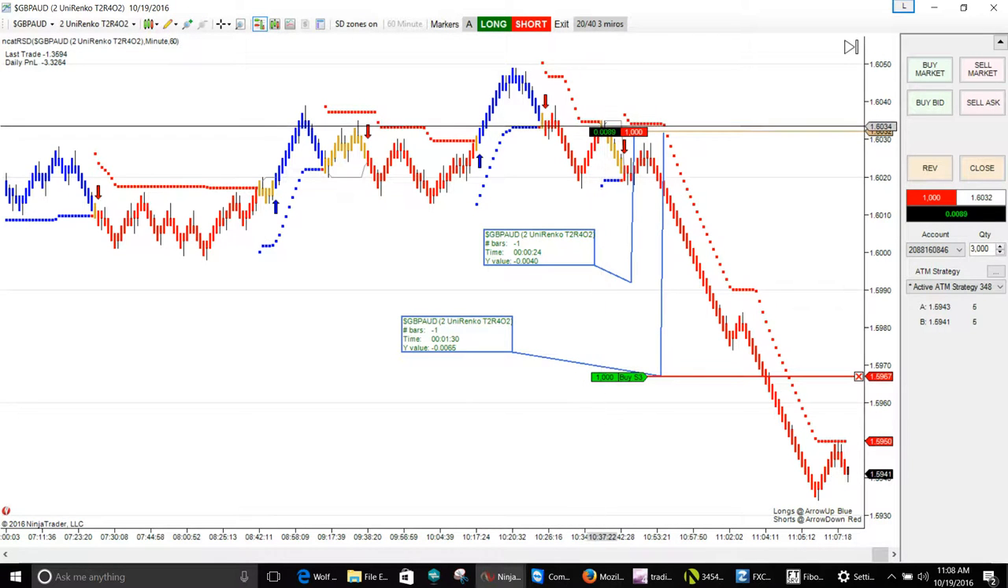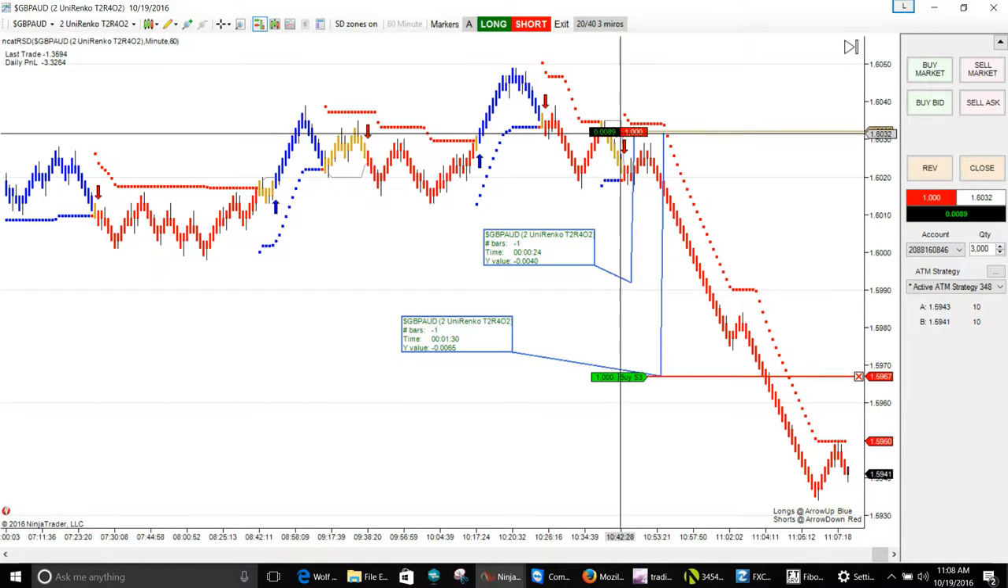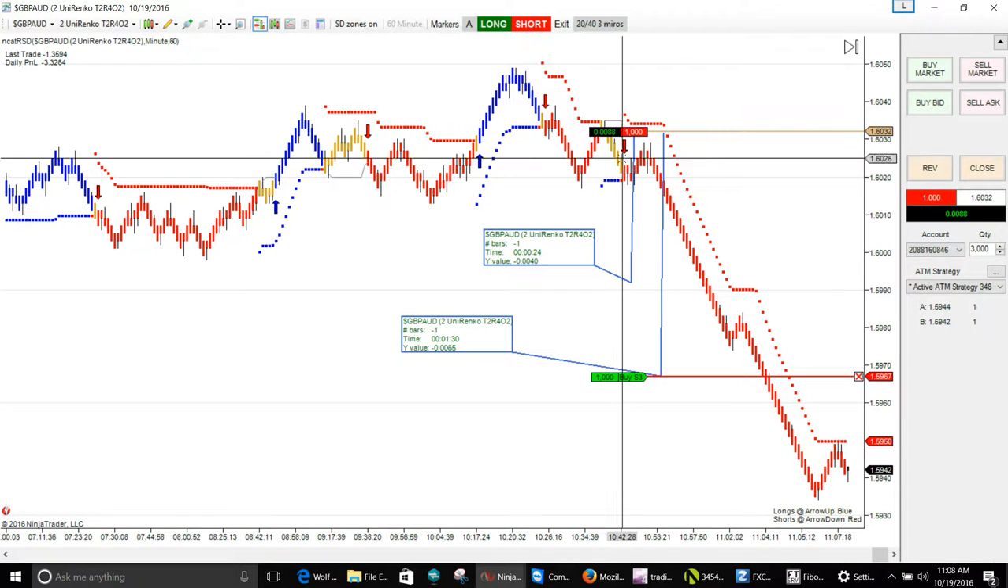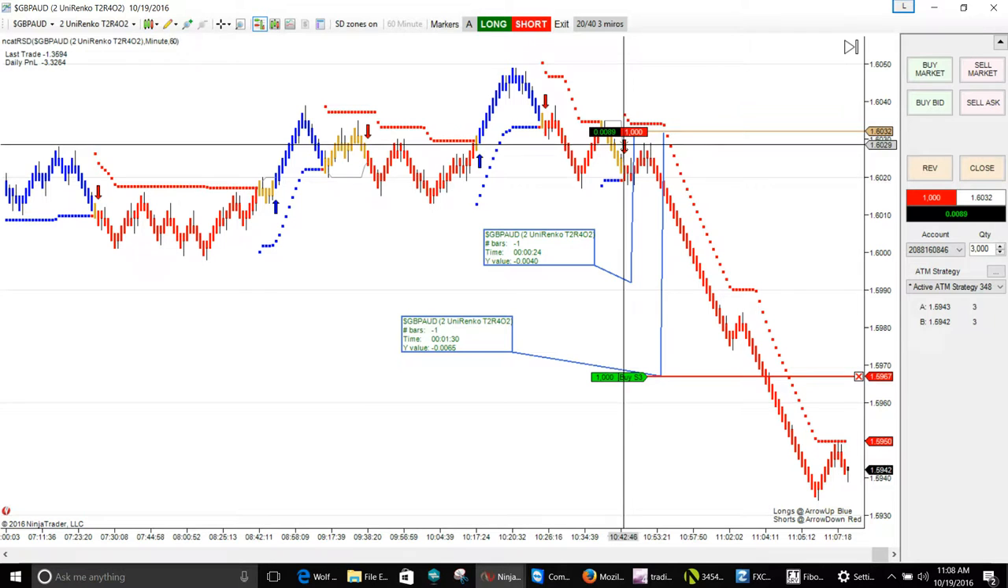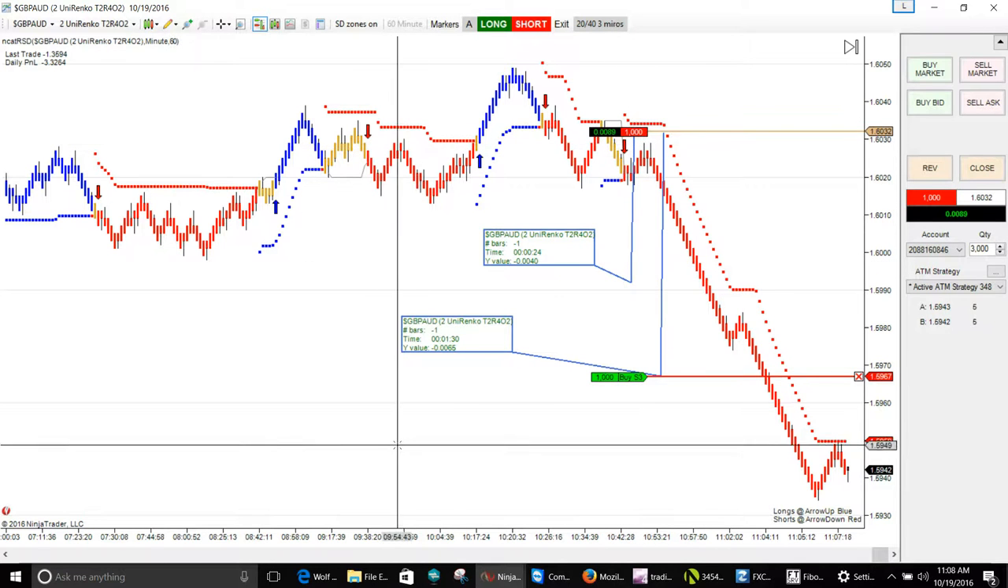So it stayed in the trade because the stop wasn't taken out. Then it bounced back here, pulled back, hold another sell, and then we broke out to the south.